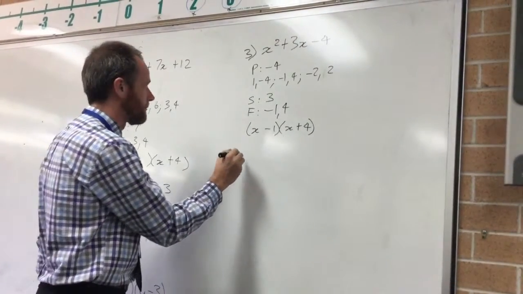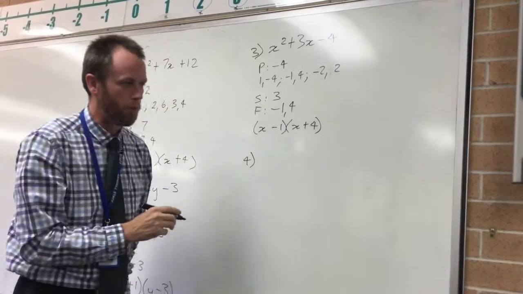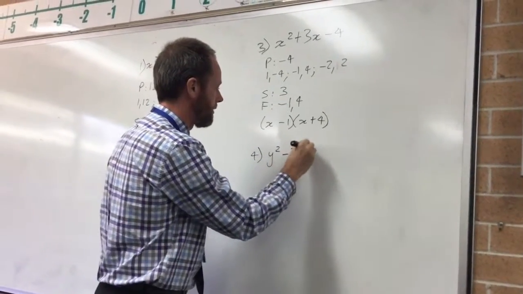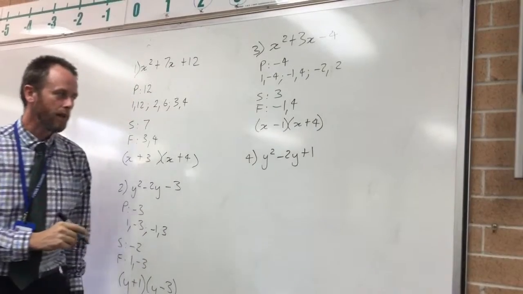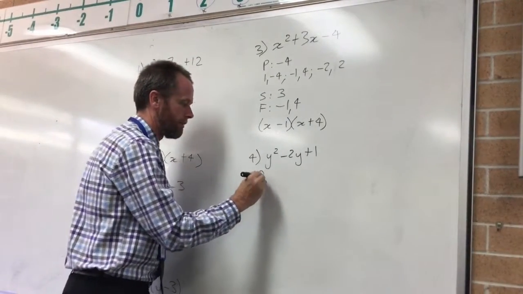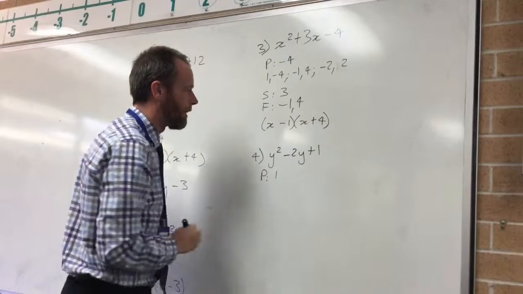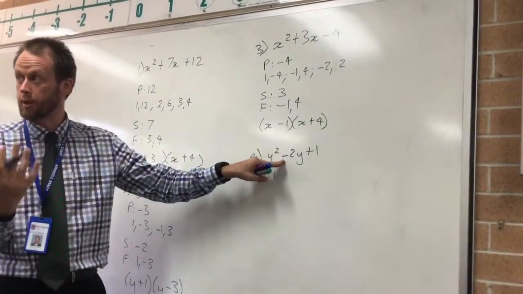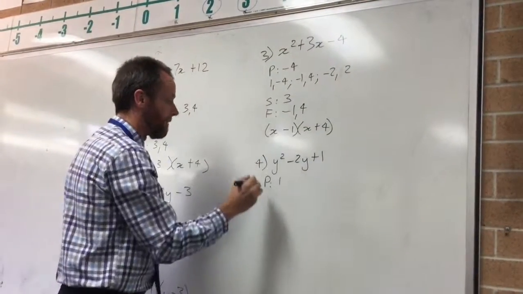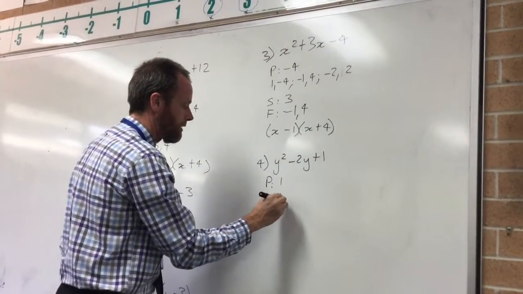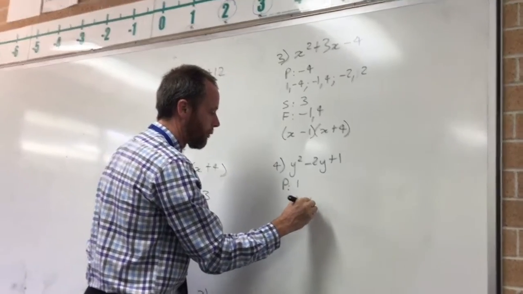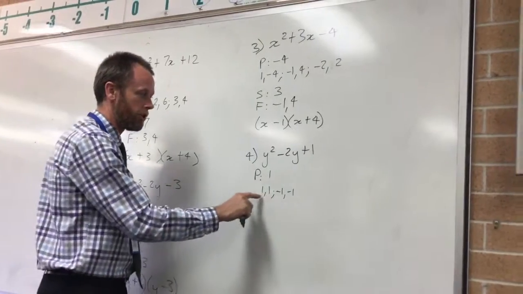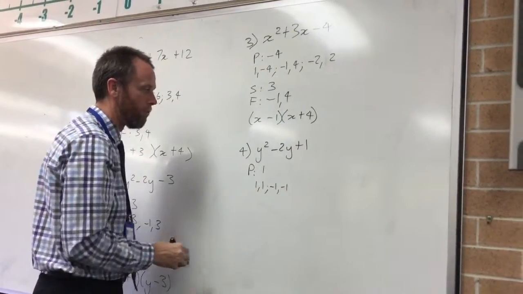Final example, example 4. You might have seen this one before. y squared minus 2y plus 1. Again, I go looking for my product. My product in this case is 1. But as you can see, there's a minus here, so there's got to be some sort of minus going on somewhere. So my factors are 1 and 1, or minus 1 and minus 1. Hopefully you can see that they both multiply together to give 1.